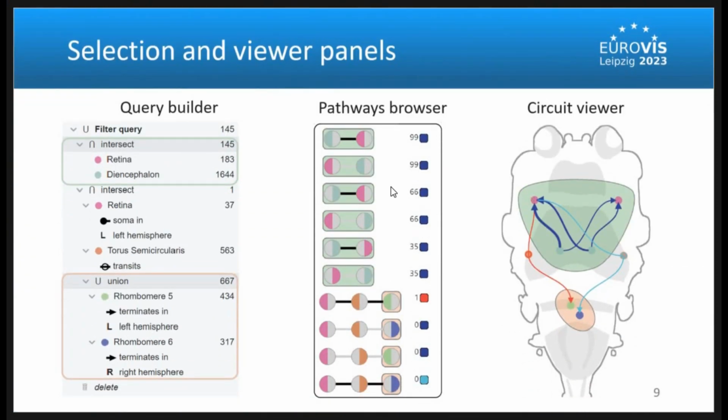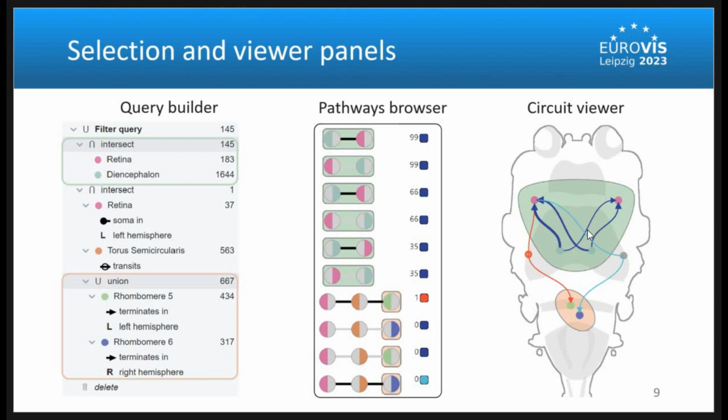The next component is a pathway browser. It lists all the possible pathways related to the current query. I will provide you a detailed example of how these corresponding pathways are generated in the subsequent slides. If a set operation is selected, the pathways will be enclosed by an envelope.